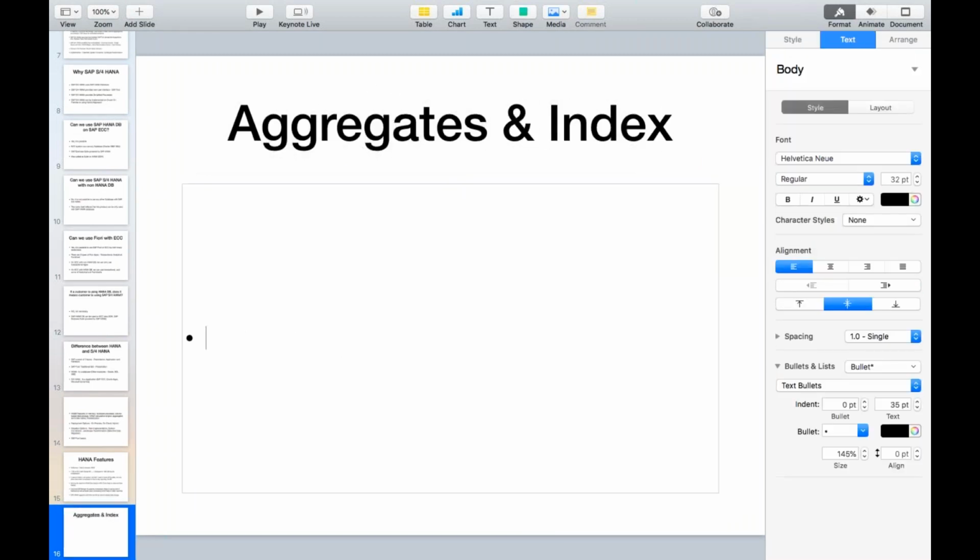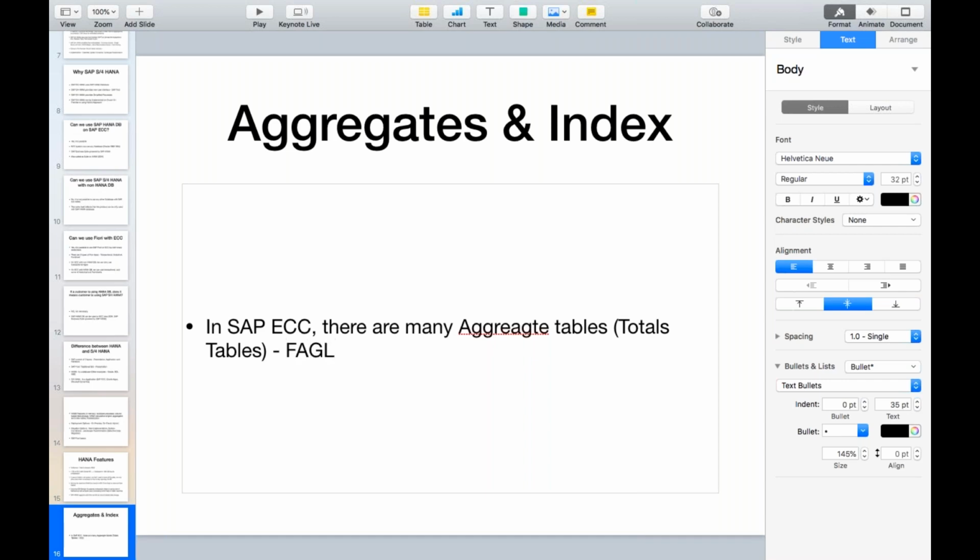So in SAP ECC, there are many aggregate tables. Can you give me some examples of aggregate tables, which are also called totals tables? FAGLFLEXA, FAGLFLEXT, new GL tables. FAGLFLEXA is not a totals table, right? FAGLFLEXA is a line level table. FAGLFLEXT is a totals table.